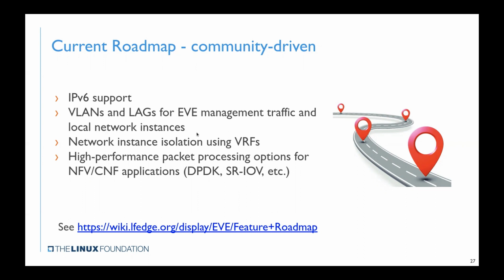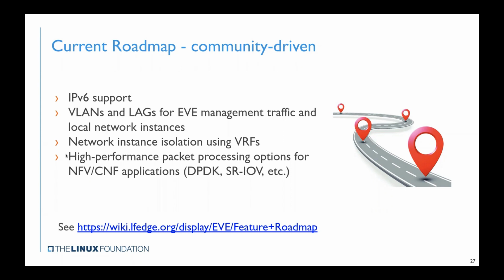Another thing being worked on is to properly isolate network instances using VRFs, because currently it is not possible, for example, to create two local network instances with the same IP subnet, even though semantically these network instances should be completely separated, isolated from each other. Currently, this is not isolated. The routing would not work. EVE-OS would not allow you to deploy this. So we are planning to isolate them using VRFs.